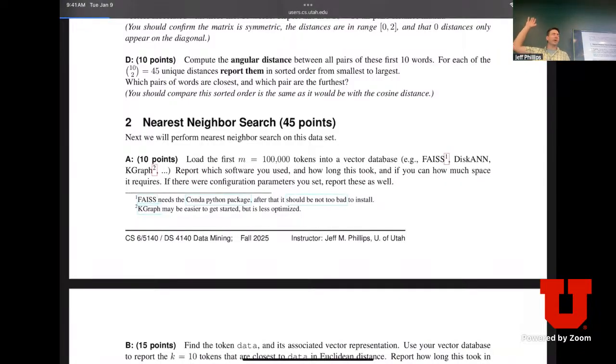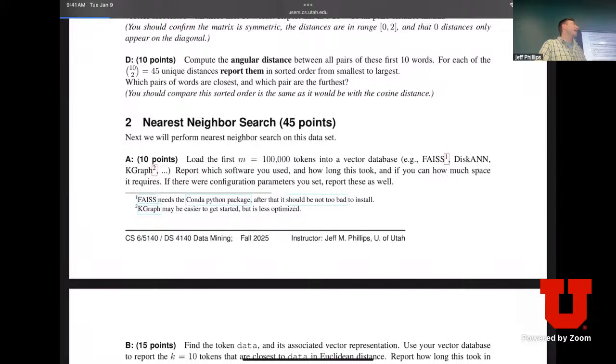Who's got some nearest neighbor search tool installed so far? Okay, great. Is there a question? Oh, you weren't able to install Kgraph. That was hard. Okay. It doesn't matter which one you use. I just want you to get used to it. The Kgraph one is not as optimized. This one I had gotten installed. That was the first one I ever used of this family of things, like 6 or 7 years ago.